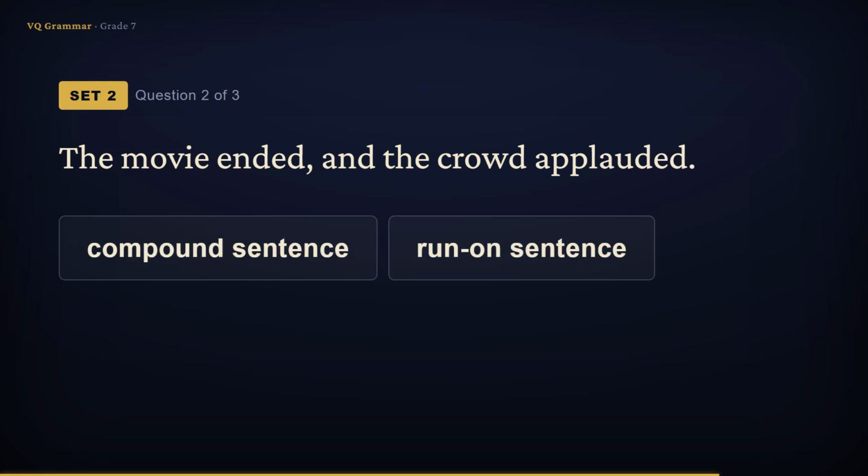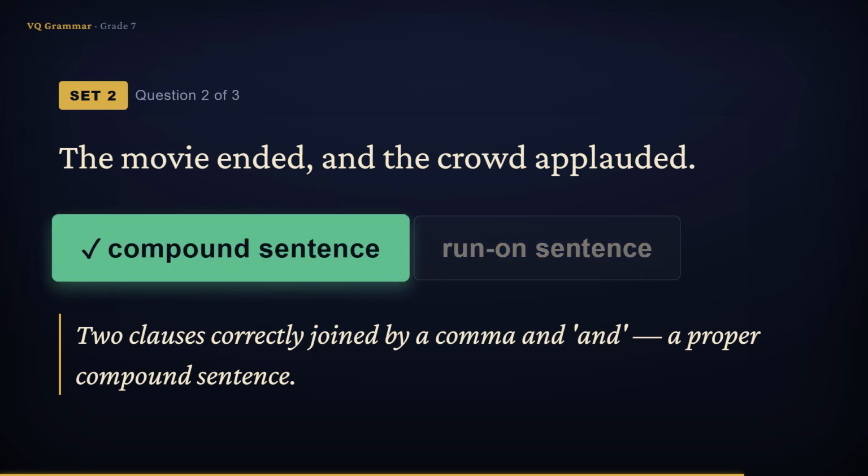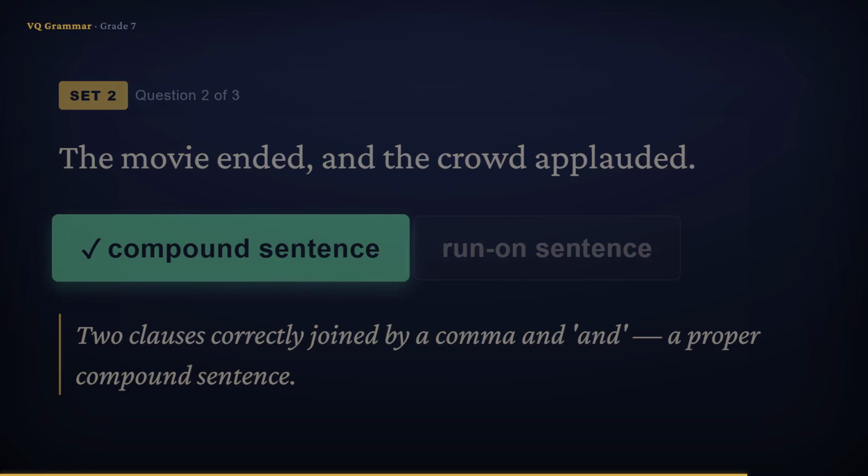The movie ended, and the crowd applauded. Check the join. Two independent clauses, and between them, a comma plus the word and. That's exactly how a compound sentence is built, so nothing is wrong here. So the answer is compound sentence.